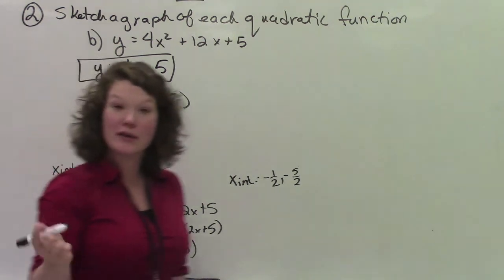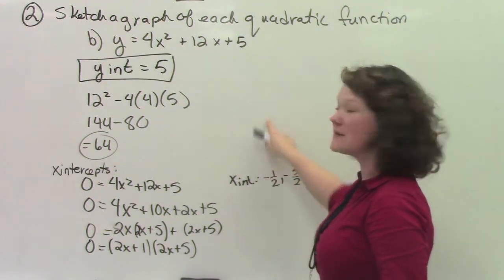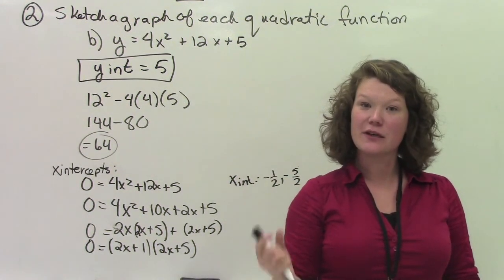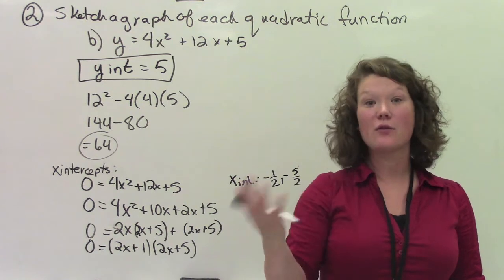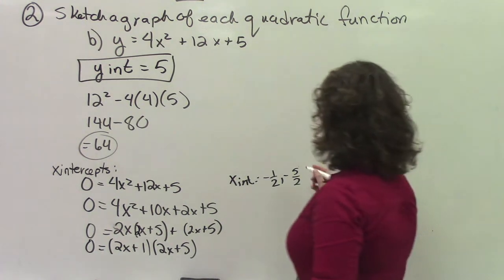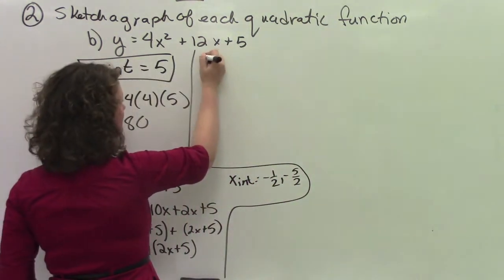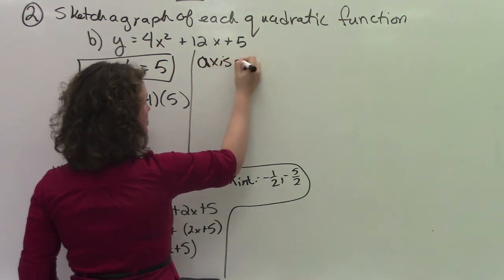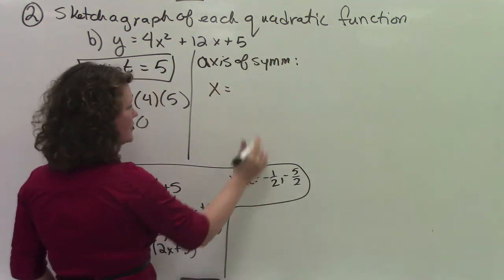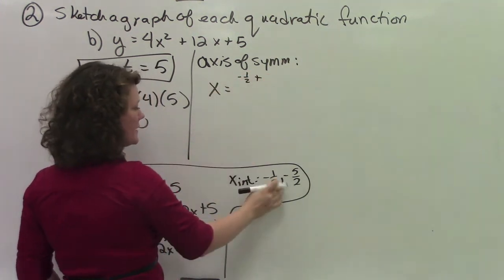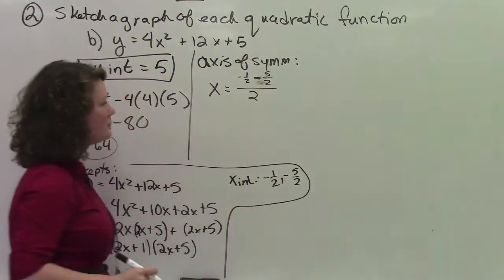What's next? Well, we can use those x-intercepts that we just found to figure out what the axis of symmetry is. When we know the axis of symmetry, we know the x value of the vertex. We can put that into the equation, and then we can get the y value of the vertex. So, we're going to do the axis of symmetry. X equals x2, negative 1/2, plus x1, negative 5 over 2, divided by 2.